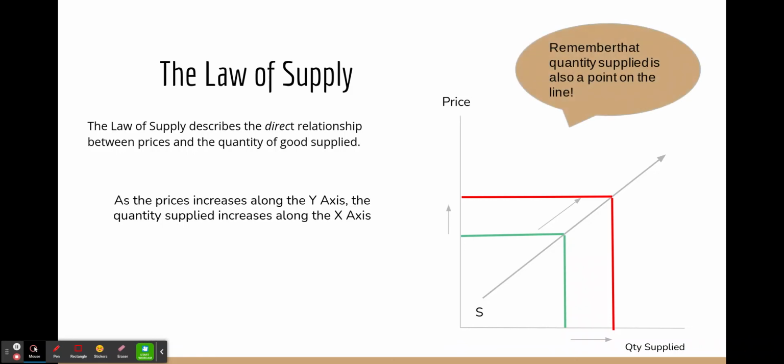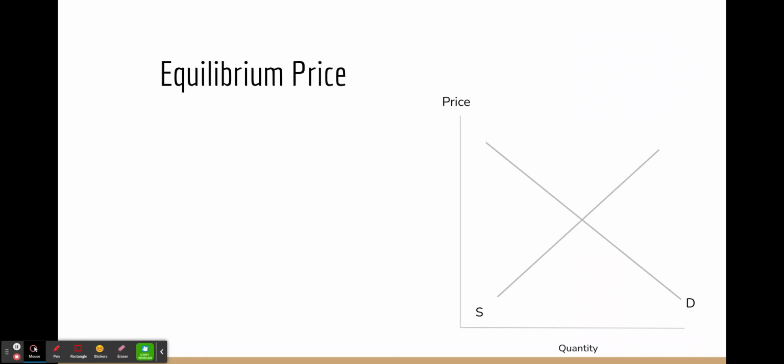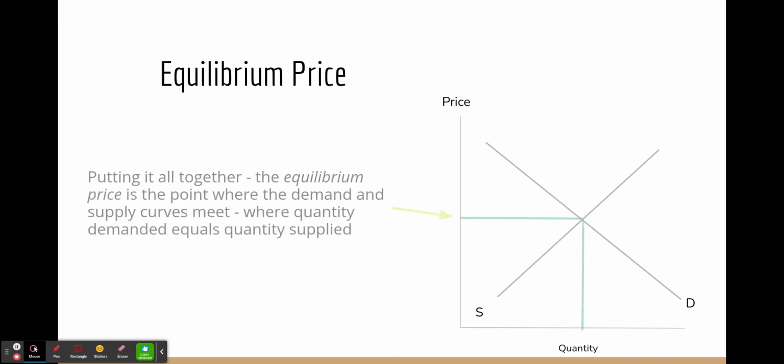What happens when we put the two curves, supply and demand, together? On our price and quantity graph, we now have both the supply and demand curves. The point where they come together is the equilibrium price. It's the point where quantity demanded equals the quantity supplied.